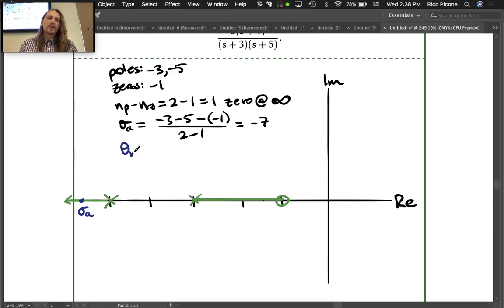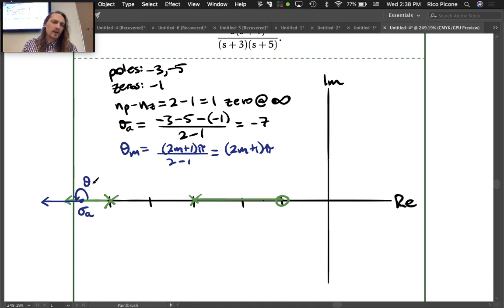Now we need to do the angles. Actually the angle, there's only going to be one, which is (2m plus 1) pi divided by 2 minus 1, or (2m plus 1) pi. So when m is an integer, m is 0, we've got pi, and then we've got 3 pi, and then 5 pi, etc. So this points at an angle of pi. It's theta m, all the theta m's. And that's our asymptote.